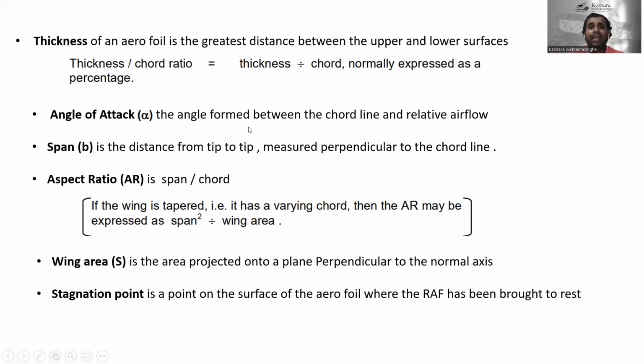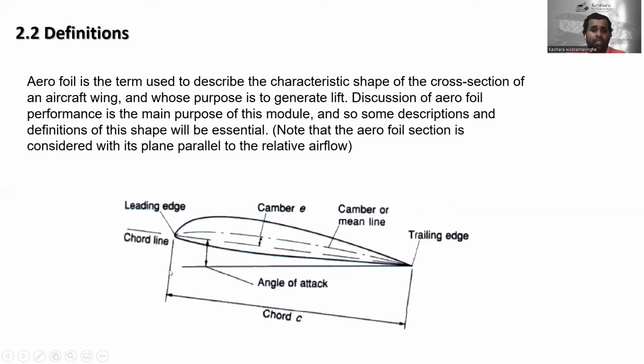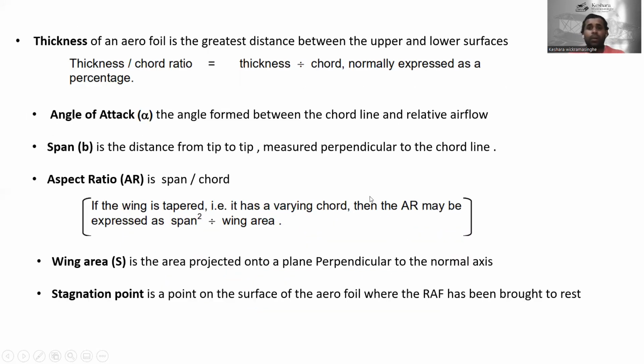Angle of attack: the angle formed between the chord line and the relative airflow, right? So this is the angle of attack. Angle of attack is the angle between the chord line and the relative airflow. Okay, and the span b is the distance from tip to tip, measured perpendicular to the chord line.